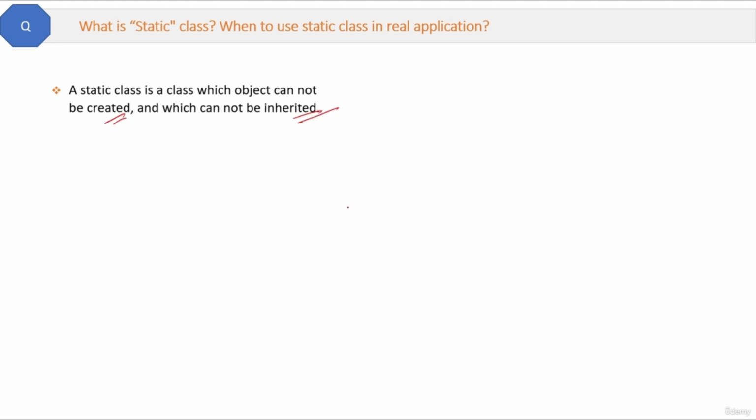I know the answer is very simple, but the point is, when we are not creating the object and not even inheriting from the class, then what is the purpose of the class? Like, what is the purpose of the static class? Why do we even create the static class in our application? So let's try to understand this with the help of the code.